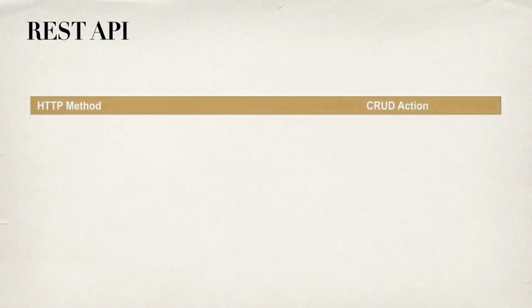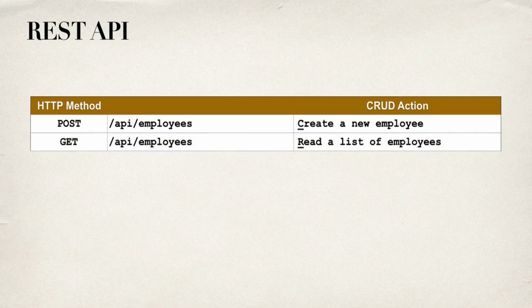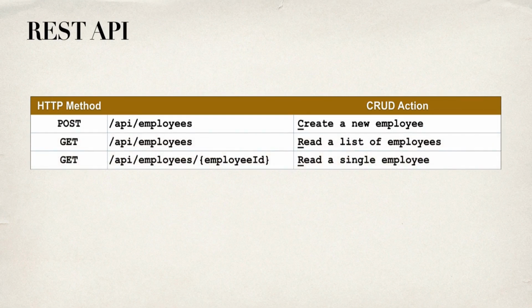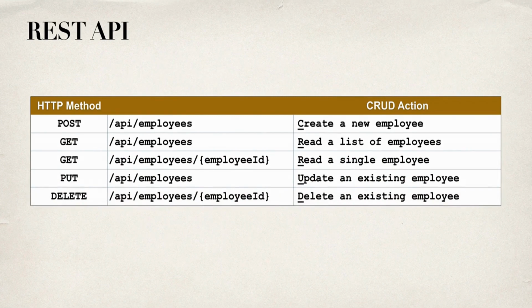Alrighty, so let's break down the different HTTP methods here for our REST API. So we'll use the post method to create a new employee. We'll use the get method to get a list of employees. And we'll also use the get method to read a single employee by employee ID. We'll use put to update an employee. And then, of course, we'll use the delete method to delete an employee by their given employee ID. And that's our basic REST API.